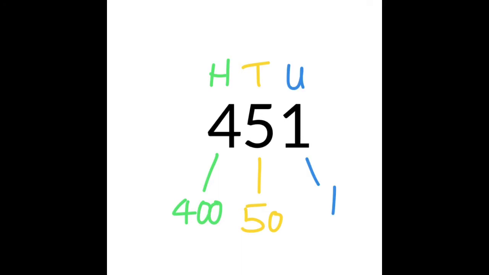Now this number reads 451. We know this because in the hundreds column is a 4, which represents 400. Also, in the tens column there is a 5, which represents 50. And in the units column there is a 1, which represents, you guessed it, 1.